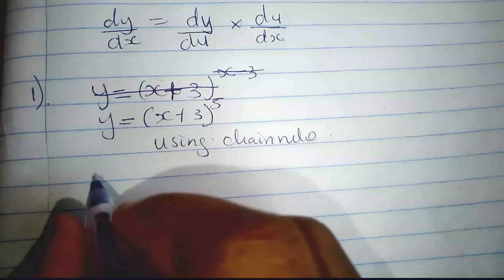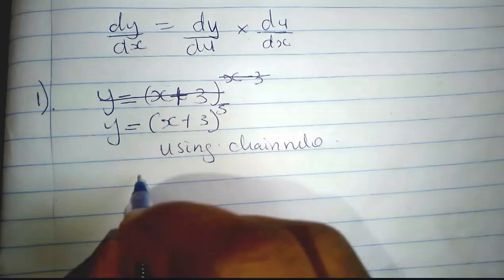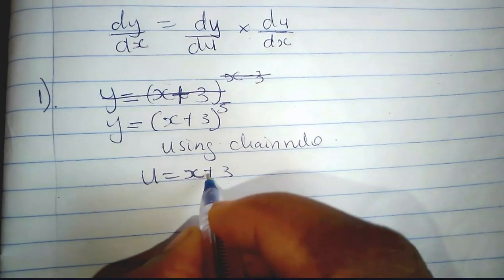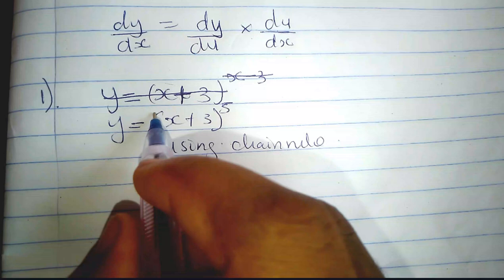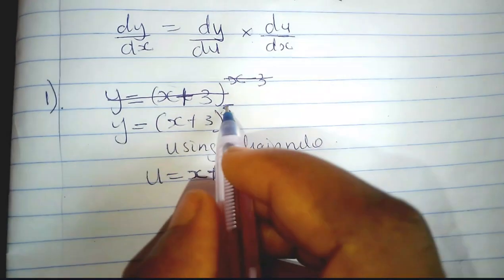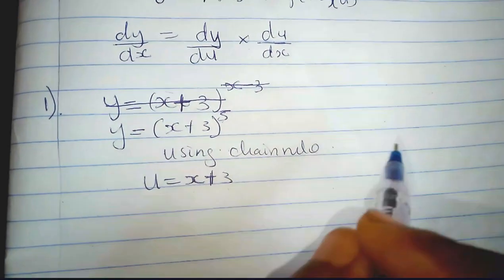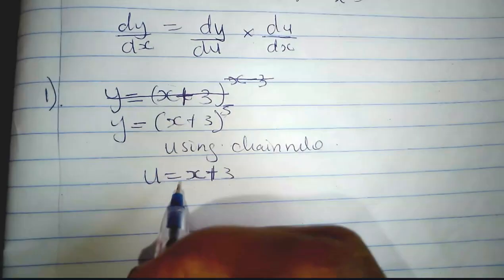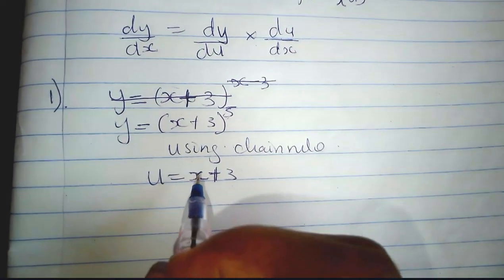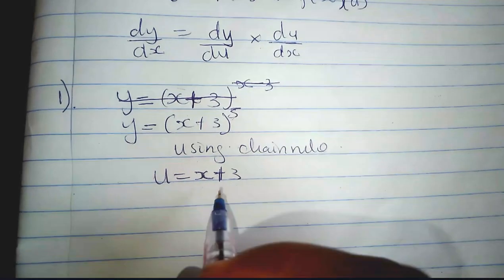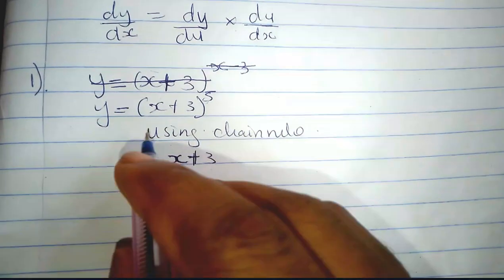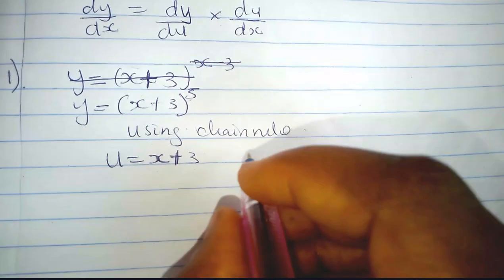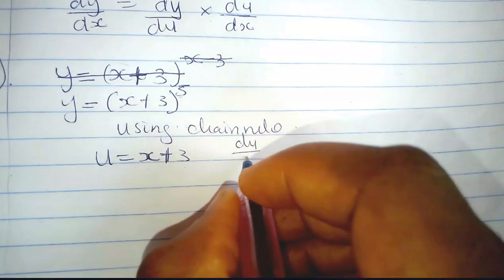So using chain rule, let's say u is equal to x + 3. We want to separate this x + 3 so that we don't have to start expanding it. So we separate it by saying u is equal to x + 3. We want to find the function of u only first, with respect to x. So first of all, we're going to do du/dx.